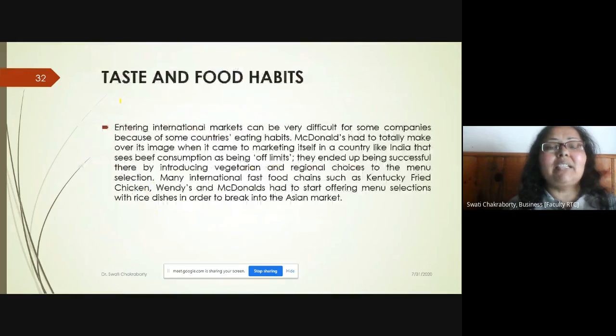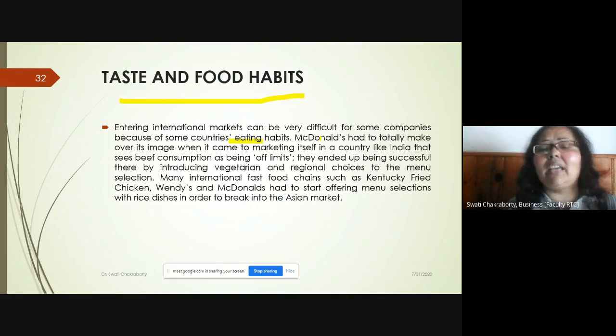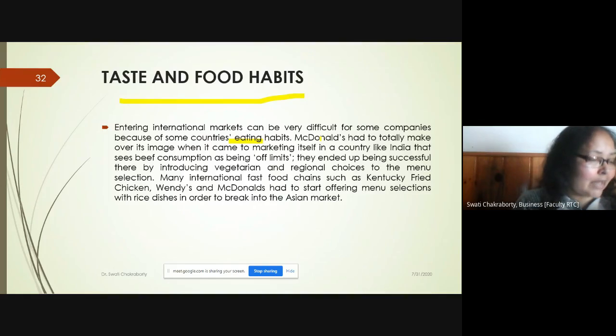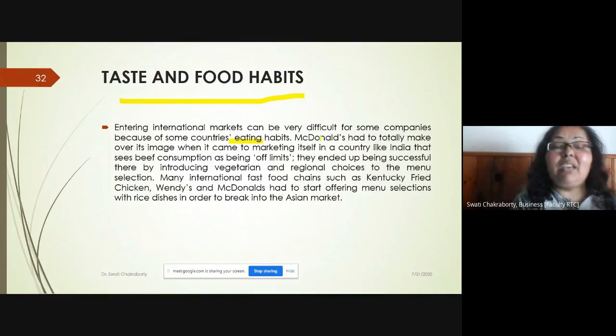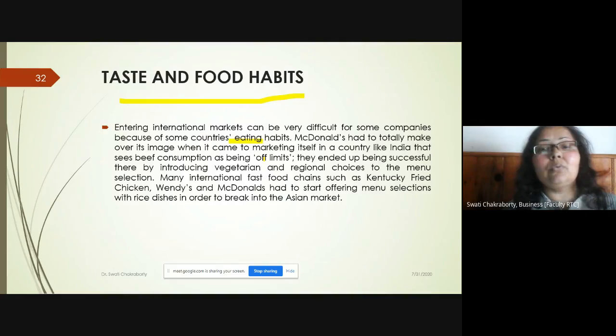Food and taste and food habits. Different economies have their own food habits. I gave the example of McDonald's. Initially they had to leave because they came up with beef and pork burgers, which were introduced and then they had to go off, right? Then they came up with vegetarian and other regional choices, right?